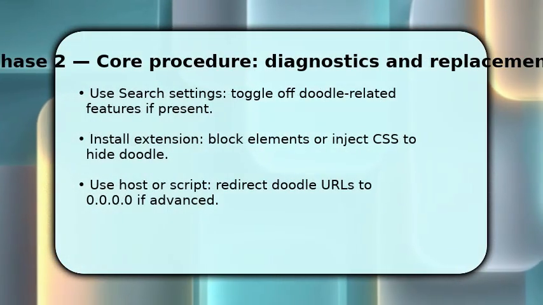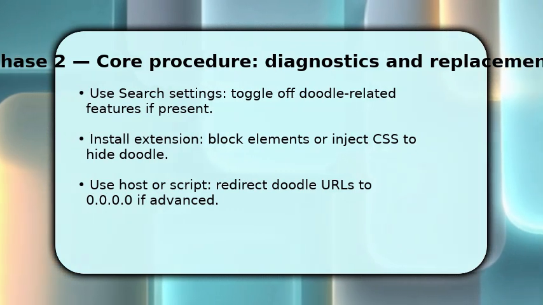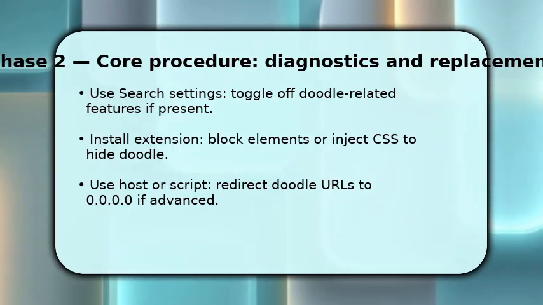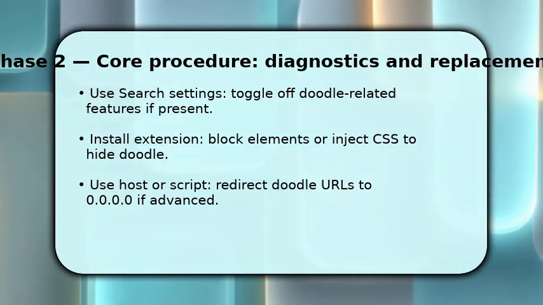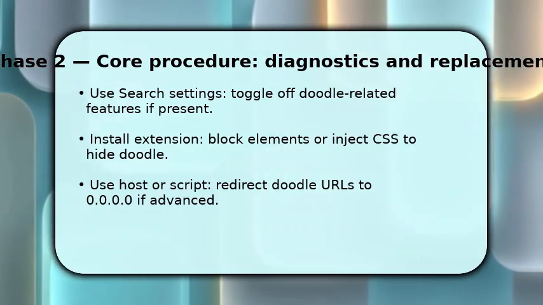You'll now execute the chosen removal. If using search settings, locate any Doodle or interactive content option and switch it off. Save changes. If using an extension, install it, create a rule to block the Doodle element or inject CSS like display: none for the Doodle container, then refresh.